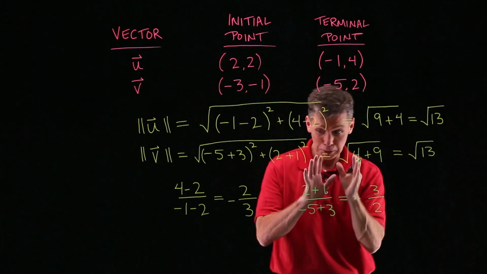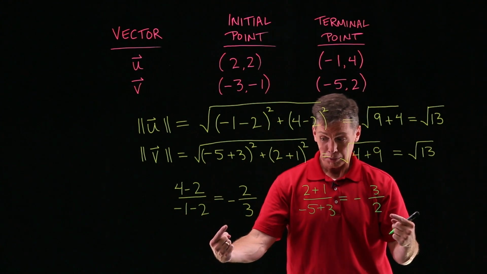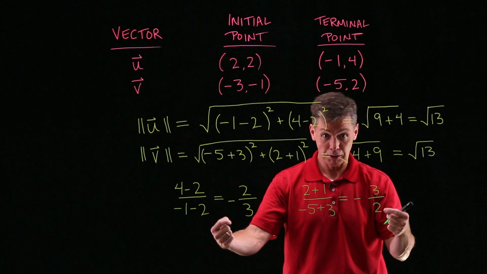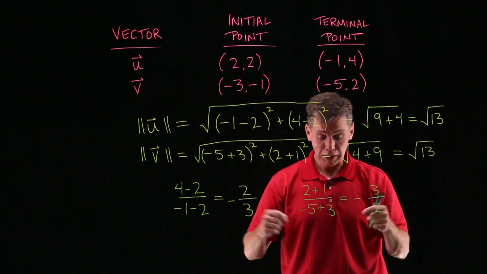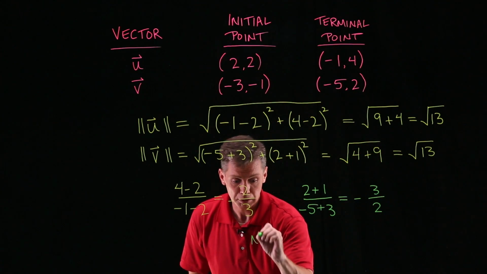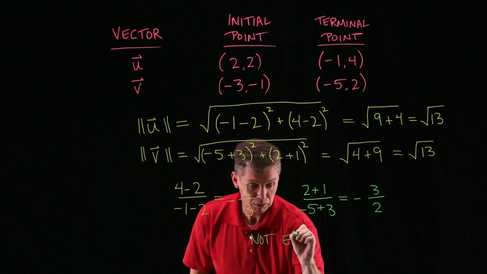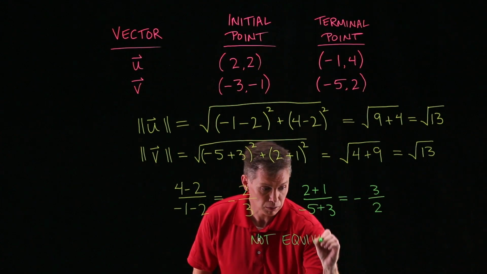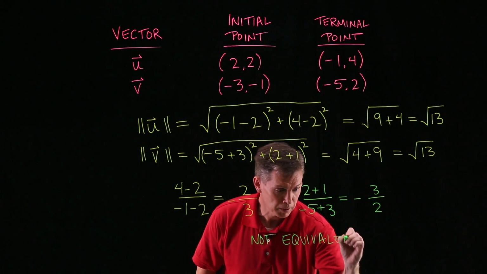All right, now take a look. Don't be deceived. They're close, but these two slopes are not equal, okay? So my two vectors do not have the same direction. They are not equivalent. Let me write that as an answer. These two vectors are not equivalent. Okay? That's my problem.